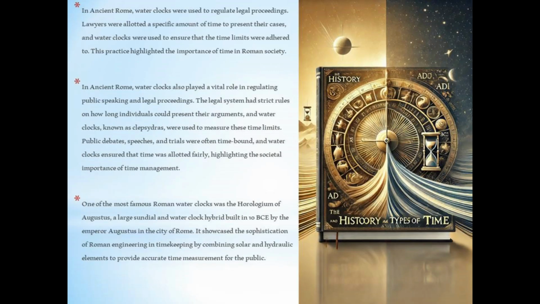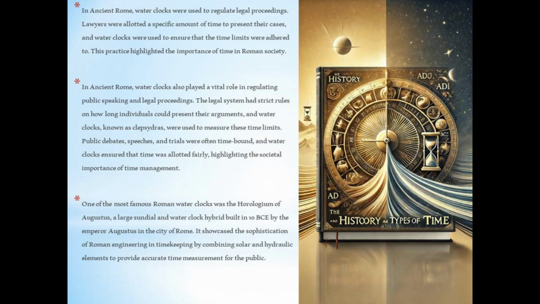In ancient Rome, water clocks were used to regulate legal proceedings. Lawyers were allotted a specific amount of time to present their cases, and water clocks were used to ensure that the time limits were adhered to. This practice highlighted the importance of time in Roman society.